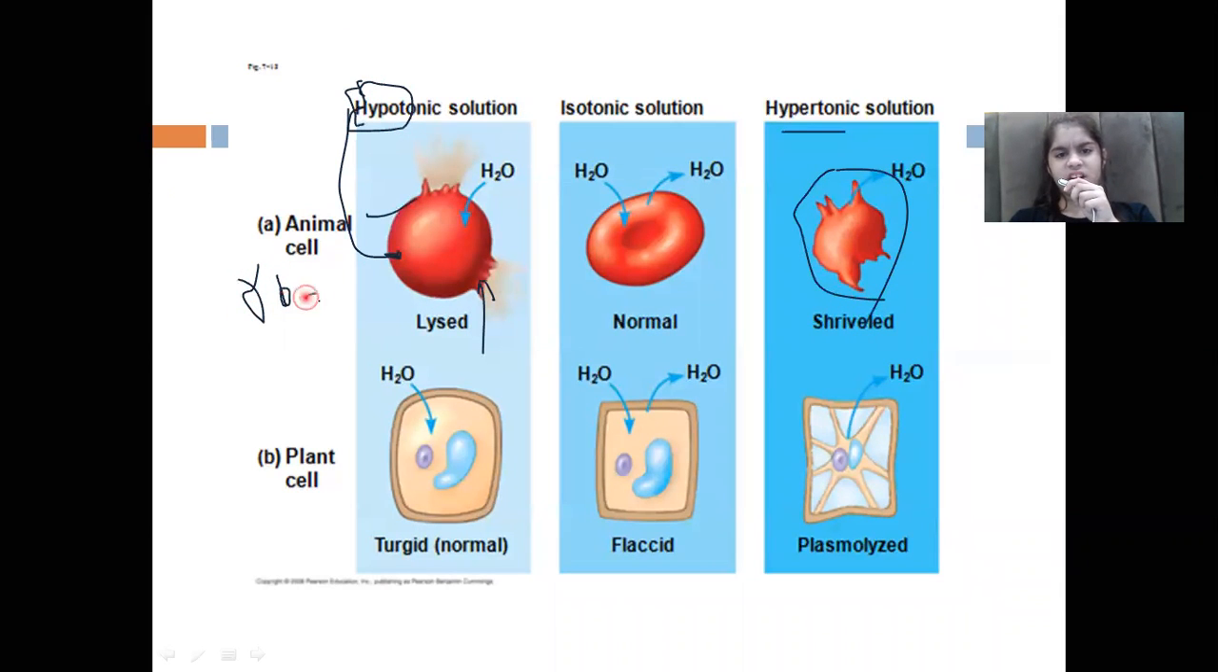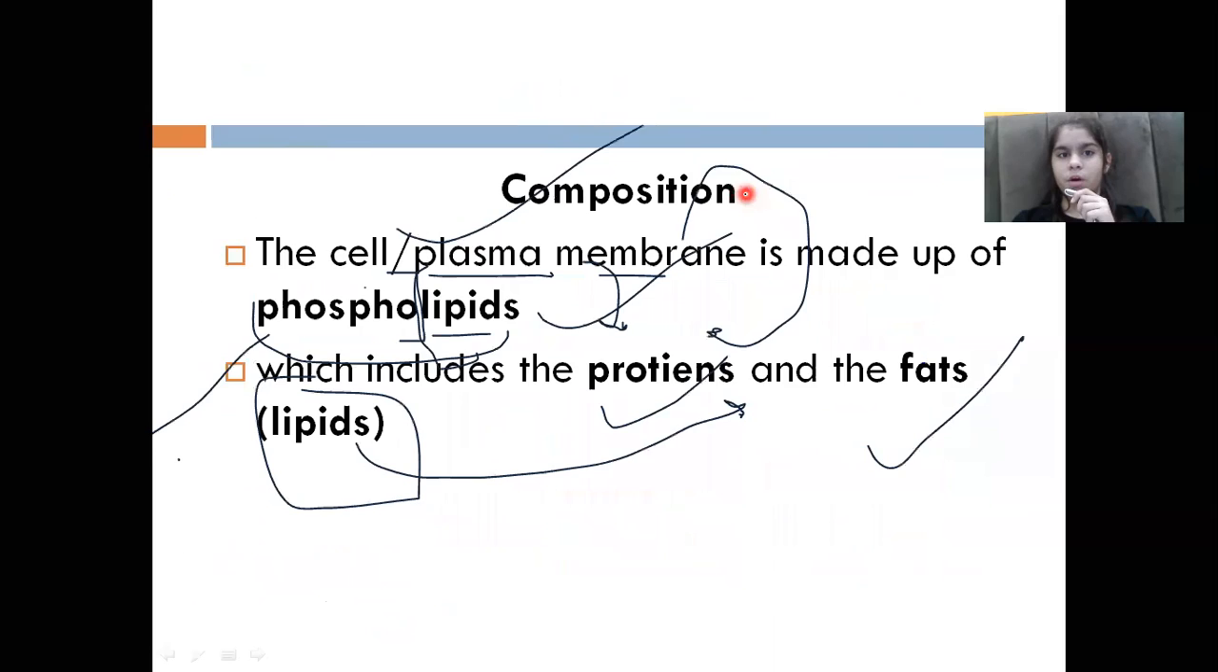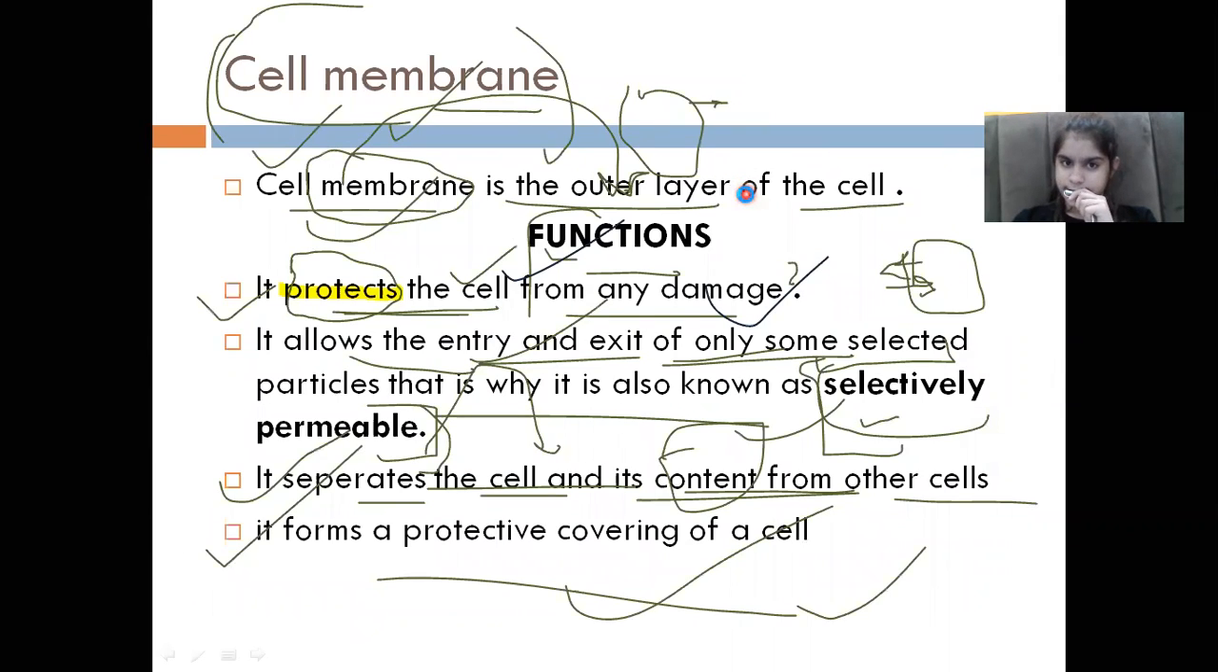Okay, you can see now, see this isotonic solution, nothing is happening, it's equivalent. Here I have my plant cell. मैंने आपको बताया ना, when in hypertonic solution, when the plant cell gets shrunk, what happens? Plasmolysis, right? Okay, so with this we have covered our cell membrane wala concept.